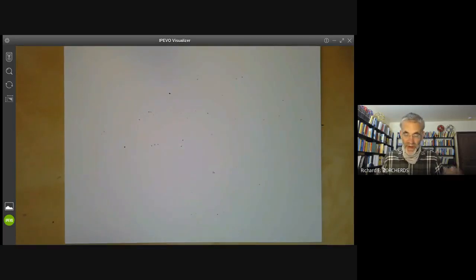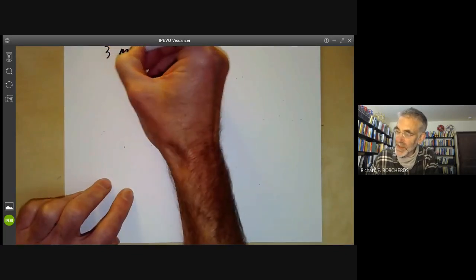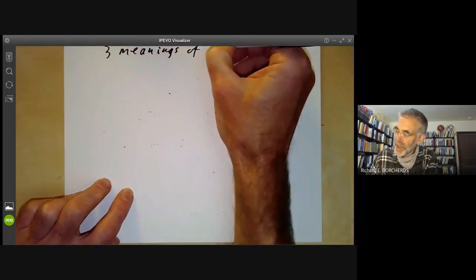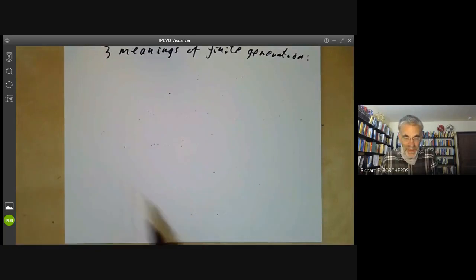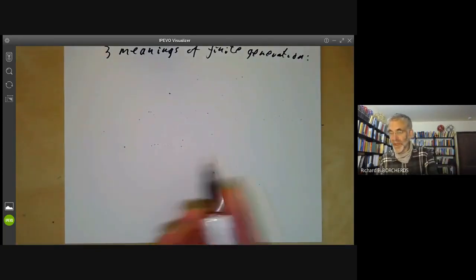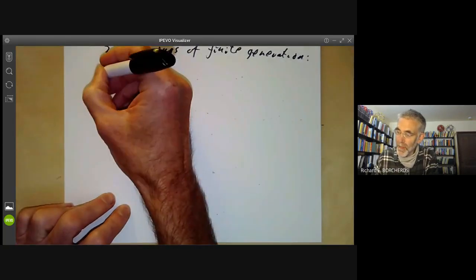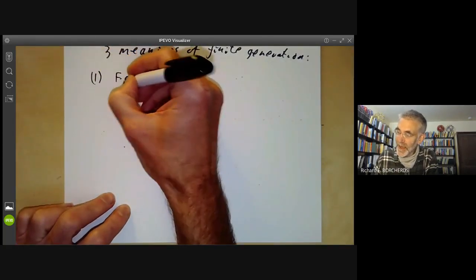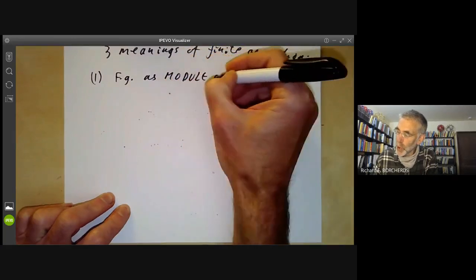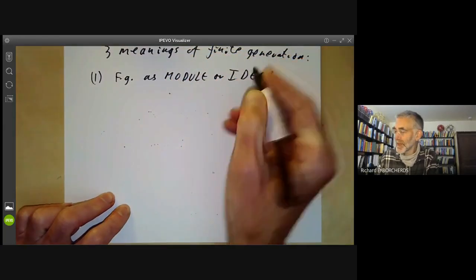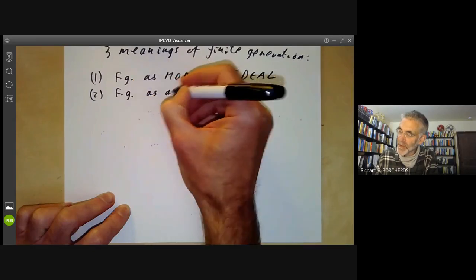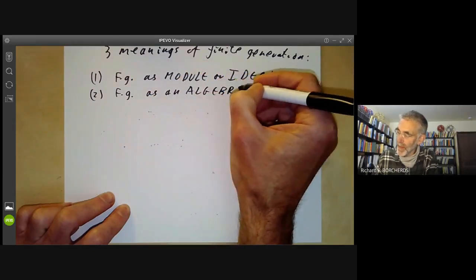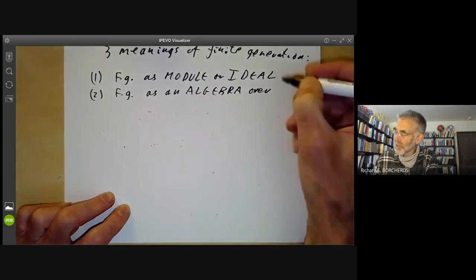When you talk about things being finitely generated, you have to be careful to distinguish between three different meanings of finite generation, which are easy to get confused because you quite often use two or three of these meanings in the same proof. First of all, we can talk about being finitely generated as a module or an ideal, which an ideal is, of course, a special case of a module. Secondly, you can talk about being finitely generated as an algebra over some field or, more generally, a ring.